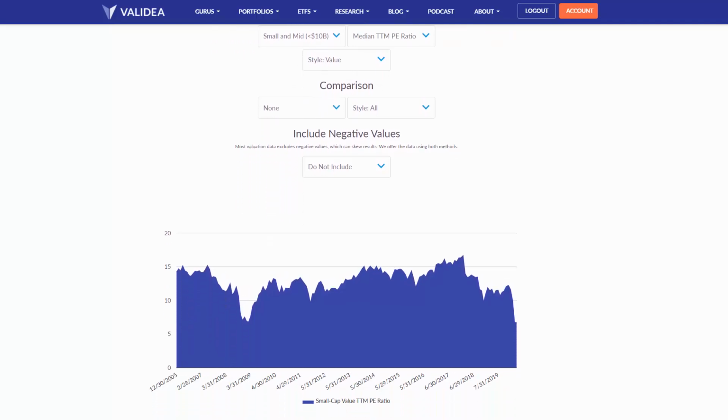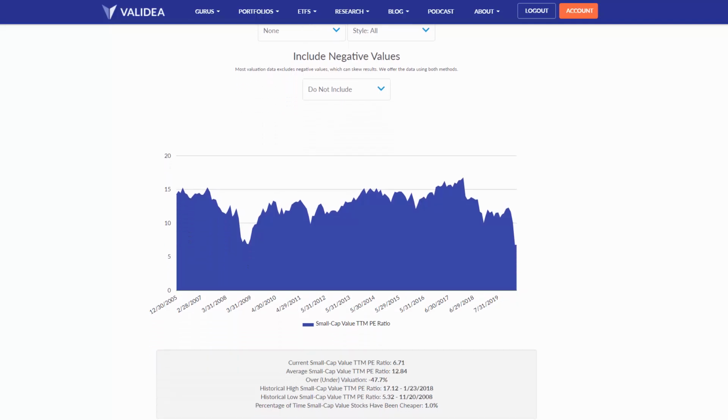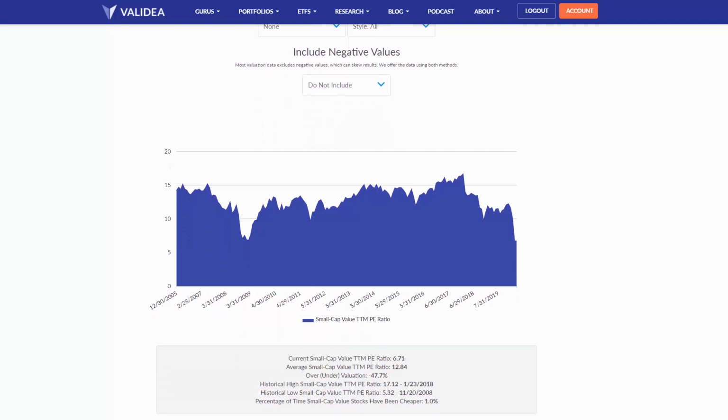The data below the chart allows you to compare the current median value to the average over the full period and the high and low values for the period. It also shows you where the current value is on a percentile basis relative to history. The over or under valuation figure compares the current valuation to the average over the full period. For example, if this number is negative 25%, then small cap value stocks are 25% below their long-term average valuation.